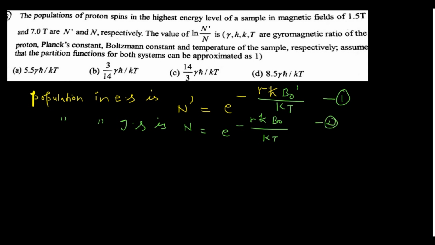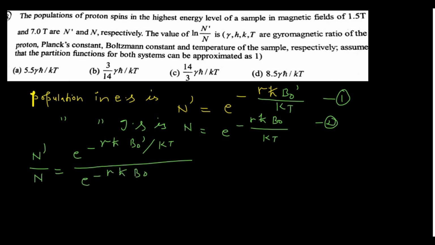If you take the ratio, that is n dash by n. If you take the ratio of this, what you are left with is e to the power of negative gamma H cross multiplied by B dash 0 by kT, and this should be divided by e to the power of negative gamma H cross B0 by kT. This is the ratio. If you solve this, then you will get e to the power of negative gamma H cross B0 dash divided by kT, right?